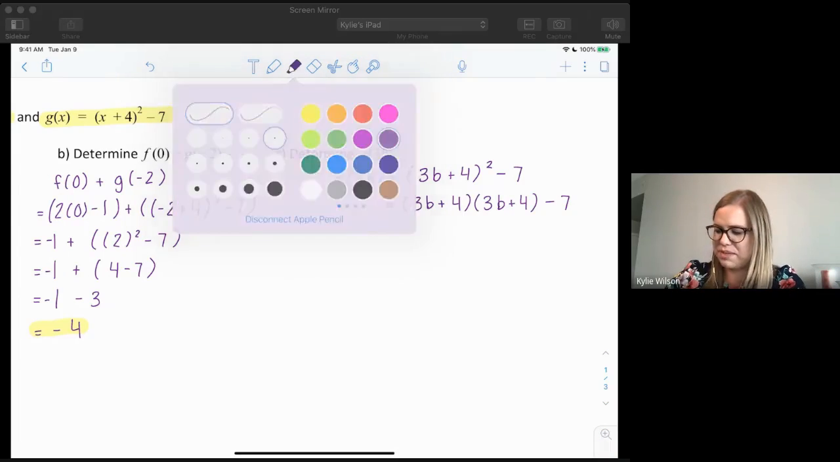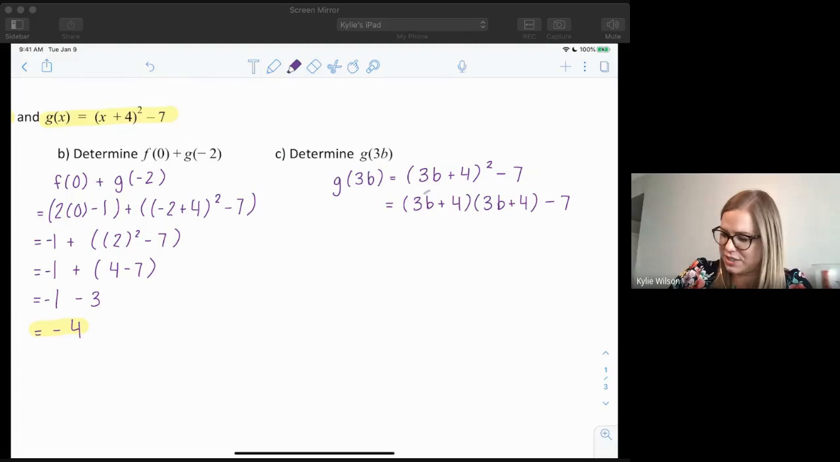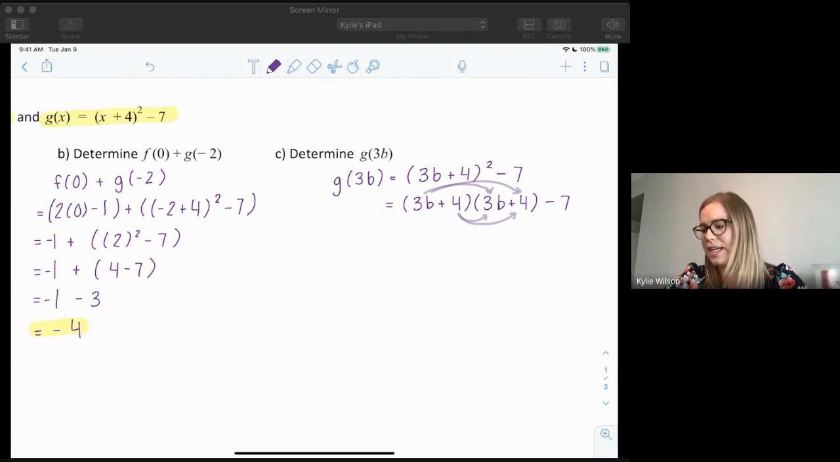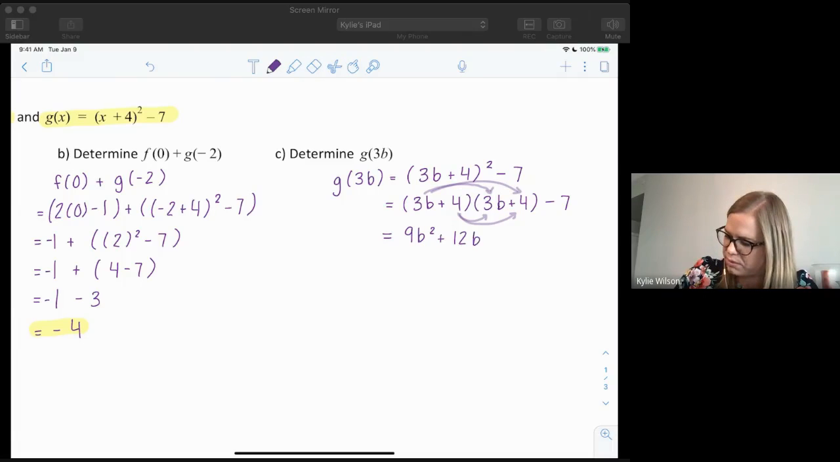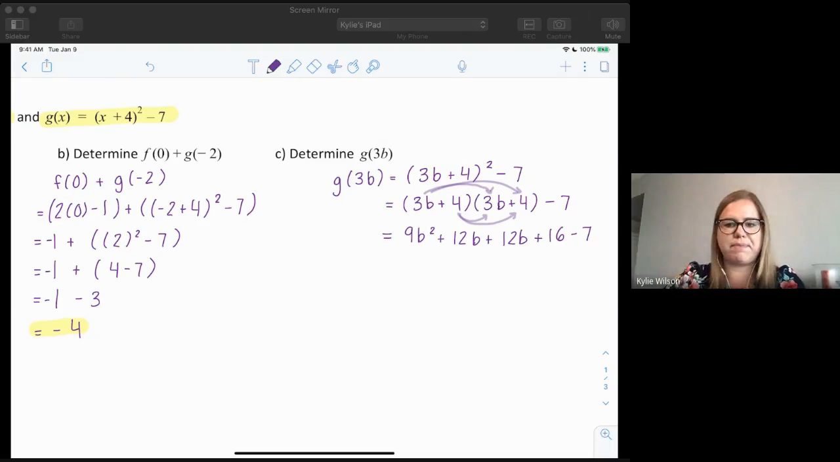I can be a little bit of a stickler about wanting everybody to draw their arrows here to do FOIL. You don't have to, but I find people who draw the arrows make far less mistakes and they don't forget anything. So highly recommended that you do it. There is a shortcut here as well. If you know how to quickly do that, you can as well. So that will give me 9b squared plus 12b plus 12b plus 16 minus 7.